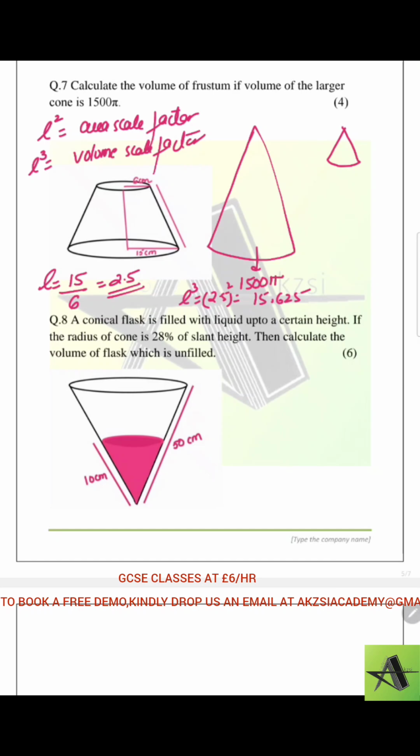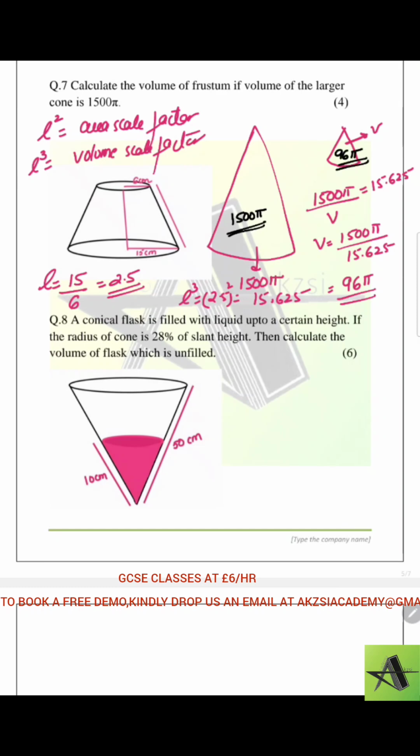You have 1500 pi as volume of bigger cone. So volume of bigger cone over volume, let's say volume of the smaller cone be V, is equal to 15.625. So the smaller cone is 1500 pi over 15.625. That will give you the answer as 96 pi. So now I know that the volume of bigger cone is 1500 pi and volume of smaller cone is 96 pi.